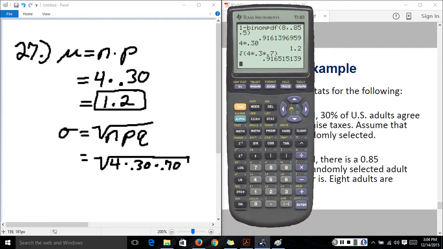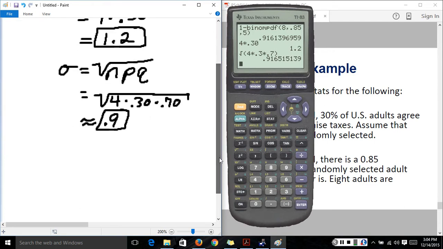We'll round that to 1 decimal place since the mean is in 1 decimal place. Stay consistent, 0.9 approximately. 2 out of 3, that's mean and standard deviation. Now the variance.